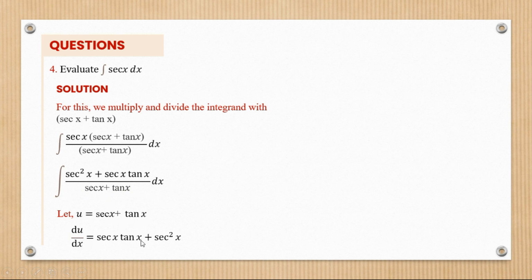So we can say du/dx shall be equal to, so the derivative of sec x is sec x tan x, and then the derivative of tan x here is sec squared x. So we have sec x tan x plus sec squared x. And then if we make dx the subject, dx shall be equal to du over sec squared x plus sec x tan x. And this will work, and you can see this clearly is going to cancel out with what we have at the numerator.